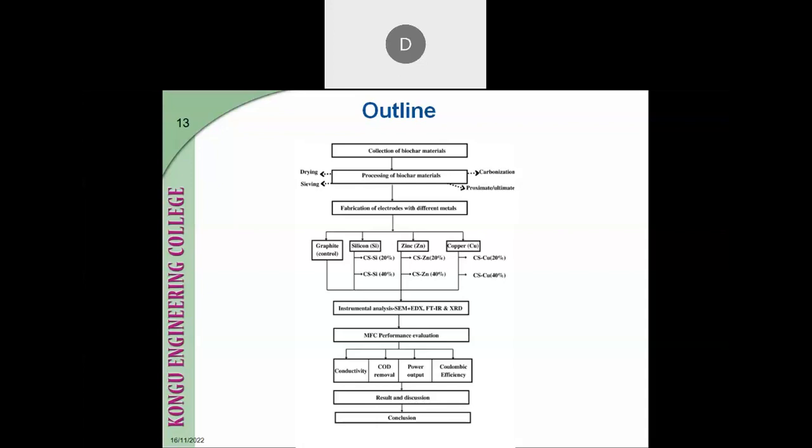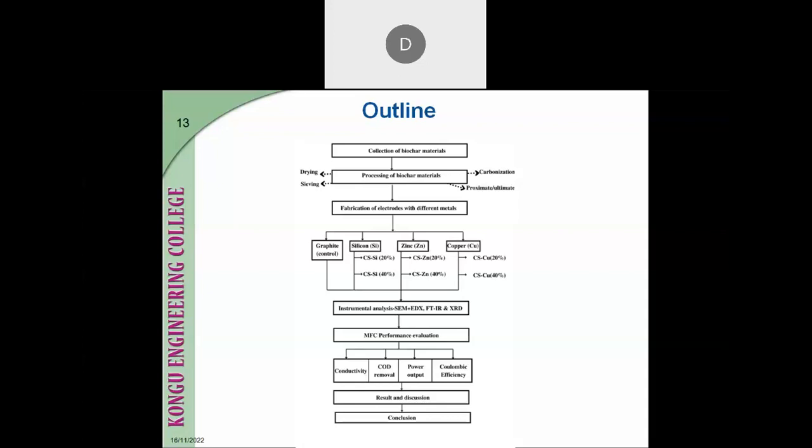After that, once we have done this, we can perform the proximate and ultimate analysis so that we can analyze the components. Once we have fabricated the electrodes using the waste, we can have the metal mix electrodes.